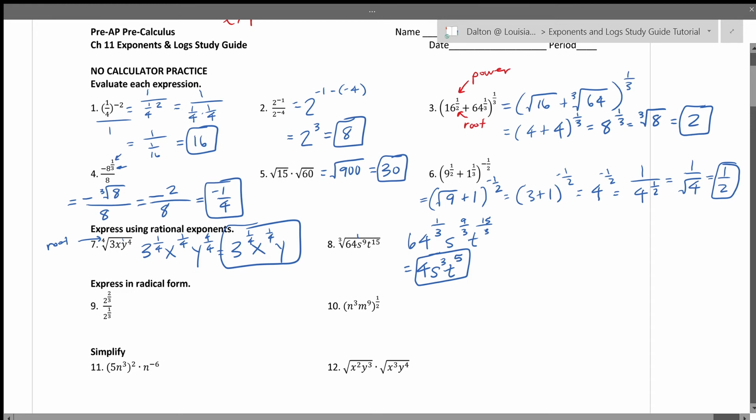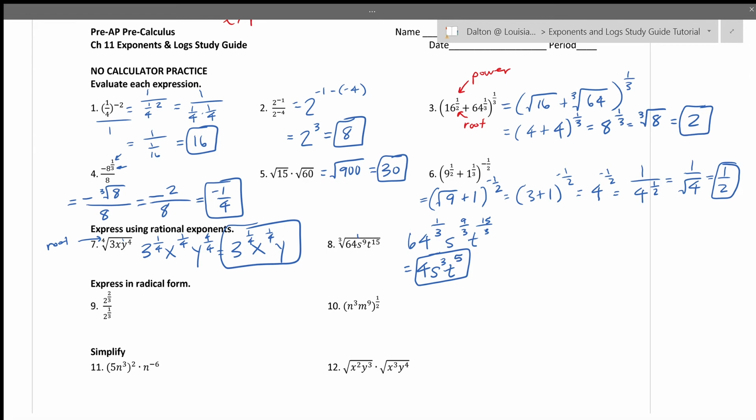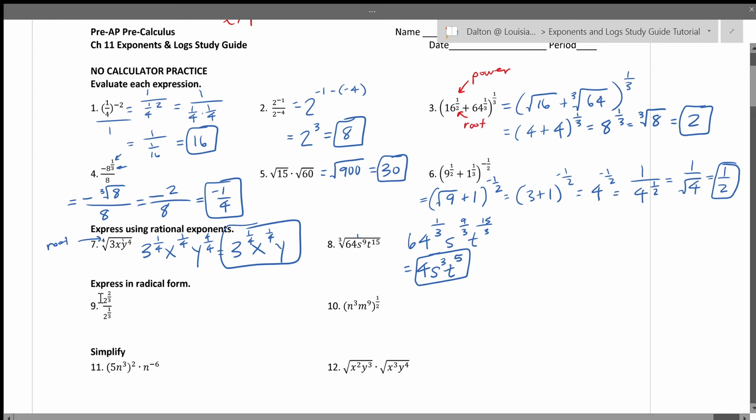And then number 9 and 10 go backwards. I give you these exponents, I ask you to go back into radical form. So what I would do for number 9 is, even though you could go ahead and put each of these numbers in a radical, the more you can consolidate your numbers, the better.